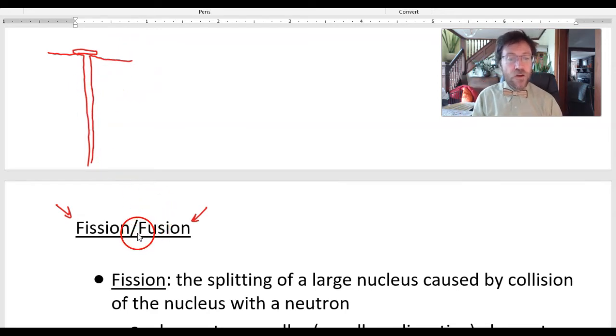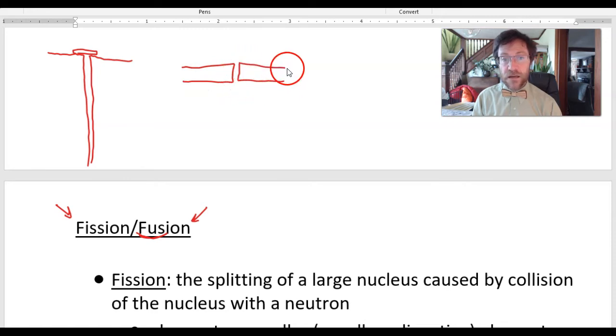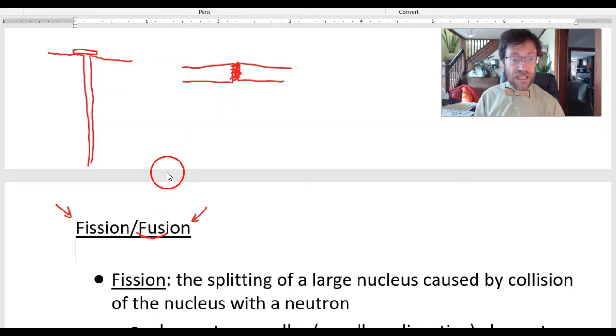Now, fusion: when you fuse things together, like welding. You take two separate pieces of metal, you take electricity and melt them, and it fuses the pieces of metal together, right? Fusing is smooshing together. Well, that's exactly what it is on an atomic scale.